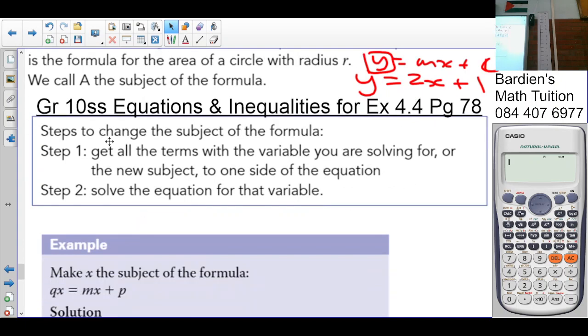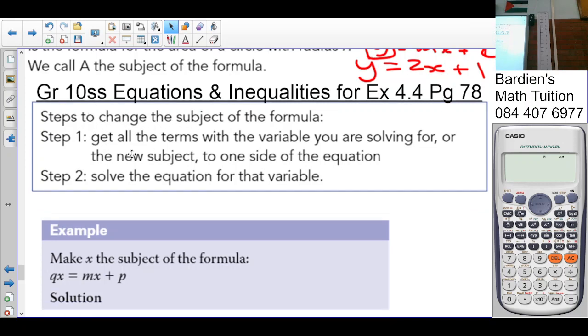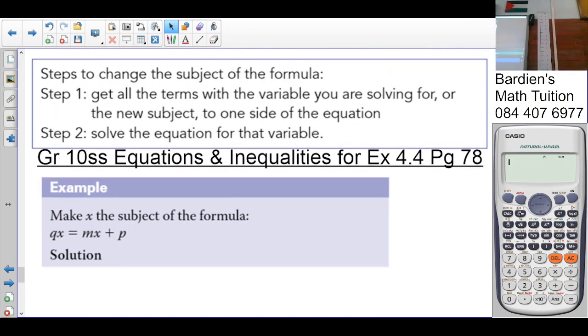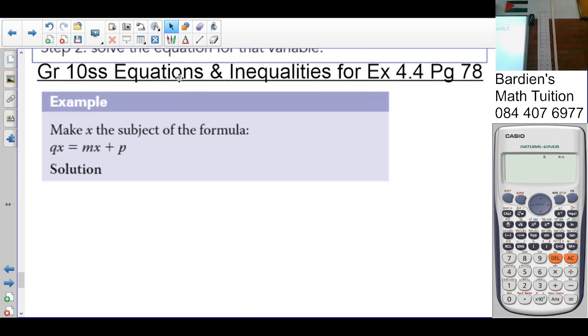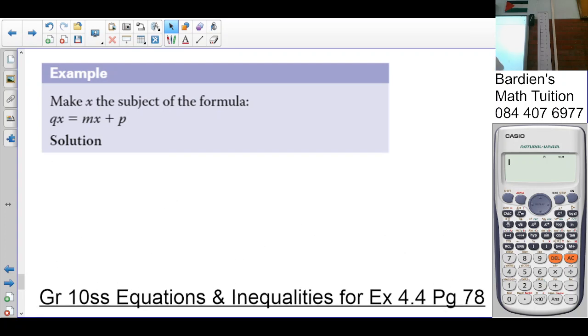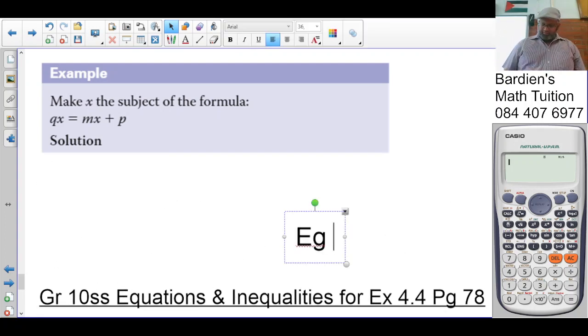Okay. Step 1, you need to write this down. Steps to change the subject of the formula. Step 1, get all the terms with the variables you're solving for, or the new subject, to one side of the equation, and number 2, solve the equation for that variable. Okay, so write that down quickly and pause the video at this point. Okay. So now we're looking at example 1, and example 1 is on page 77.